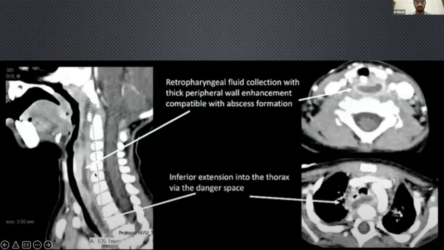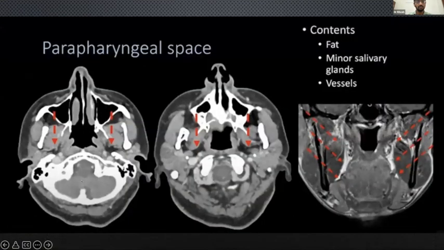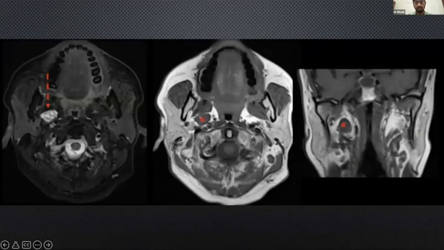This is one of the retropharyngeal space showing the abscess, this one. And then this is the parapharyngeal space where we can see the fat. The parapharyngeal space has mostly fat and also some minor salivary glands. If at all you see a lesion which is surrounded entirely by fat, that means it is per se arising from the parapharyngeal space. So it may be some benign mixed tumors from the minor salivary glands and all.